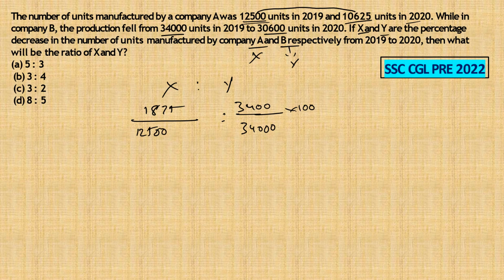100 gets cancelled. 25 5s are 125, 18 4s are 72, 72 plus 3, 75 we will get here. 5 15s are 75, that is the X value is 15%. If you cancel it here, 34 10s are 340, and Y is 10%. 15% and 10% is the ratio. We need to find the ratio. 5 3s are 15, 5 2s are 10, so the ratio is 3:2. I think you understood the problem solution.